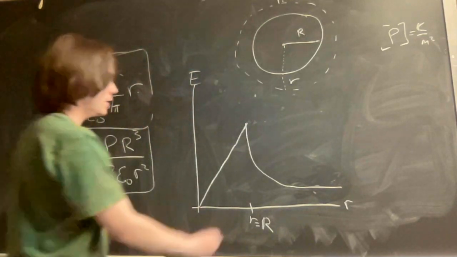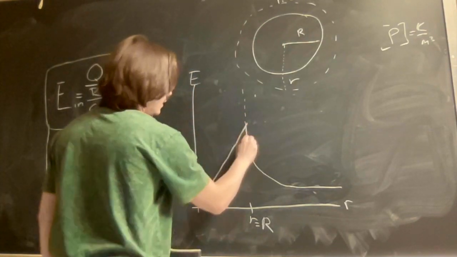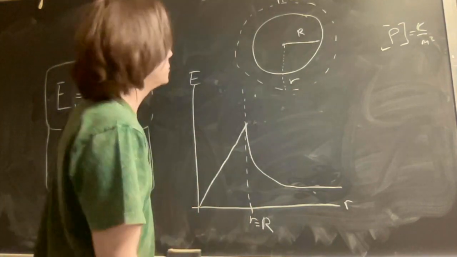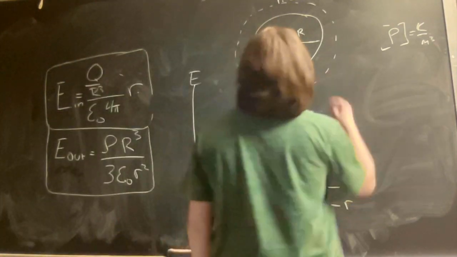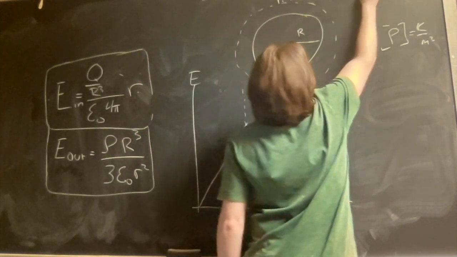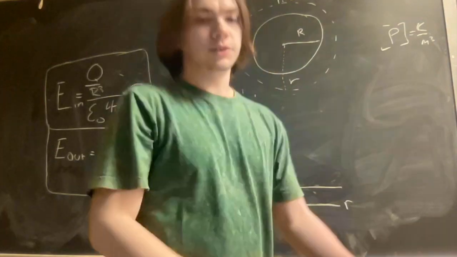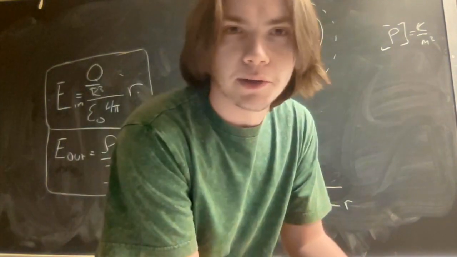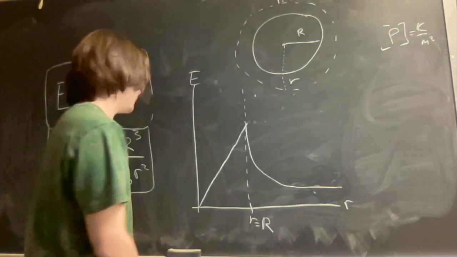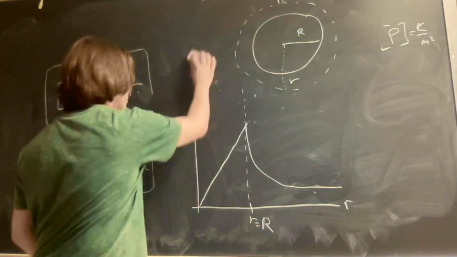Which means, where is the electric field the strongest? When little r equals big R. So the answer is number 2. When little r equals big R, and number 2, the question was, where is the electric field the strongest? Now the question is, what is the magnitude of that? And this is what really blew me away.